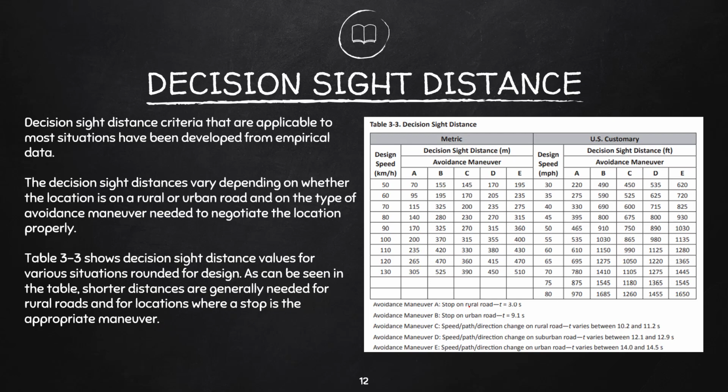So this means that if you will notice here, the only maneuver V is for stopping in urban roads, and they are really larger as compared with stopping on a rural road. That is because, as I have told you, we are providing more time for the driver to execute this avoidance maneuver because there are more traffic elements in an urban road.